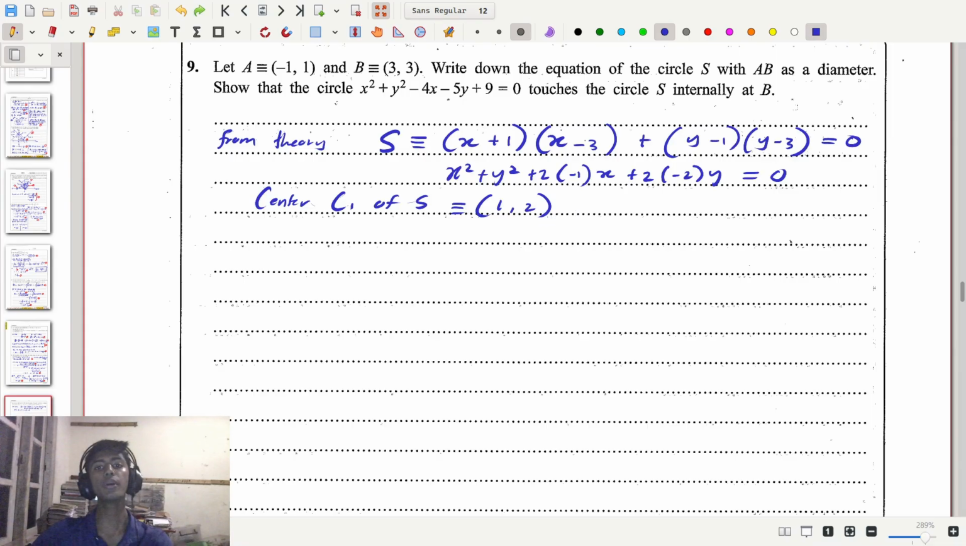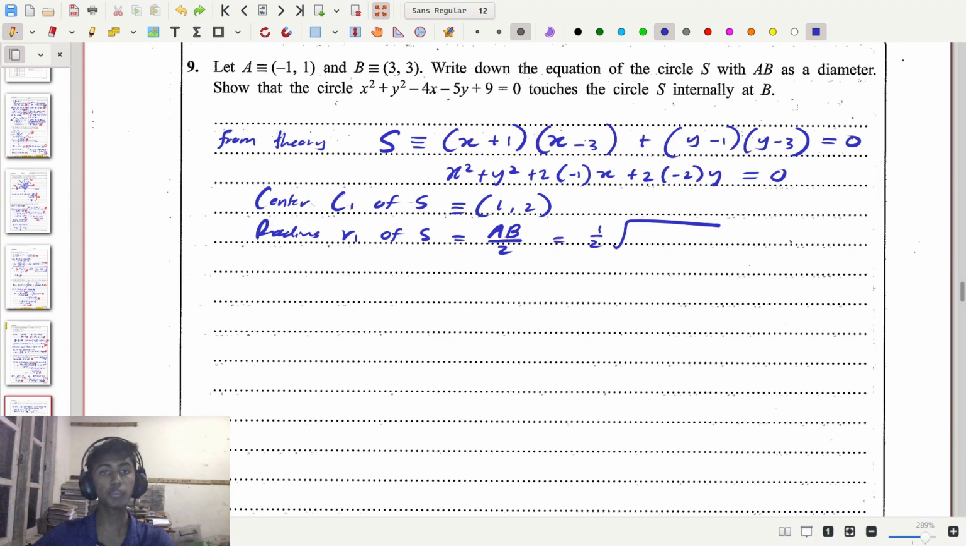Now similarly, we also want to find the radius, let's say R1, of the circle S. So we can say radius R1 of circle S, or we'll write it simply as R1 of S is equal to, and we can again find this in 2 ways. We can either find it using the formula that we wrote, or we could find it by using AB length and say that the radius is equal to AB length divided by 2, which is equal to 1/2 of, and considering the distance between A and B, we can see the y distance is 3 minus 1, which is 2, and the x distance is 3 minus -1, which is 4.